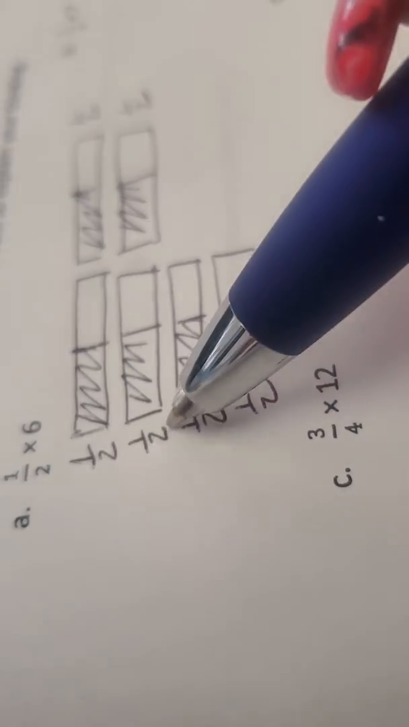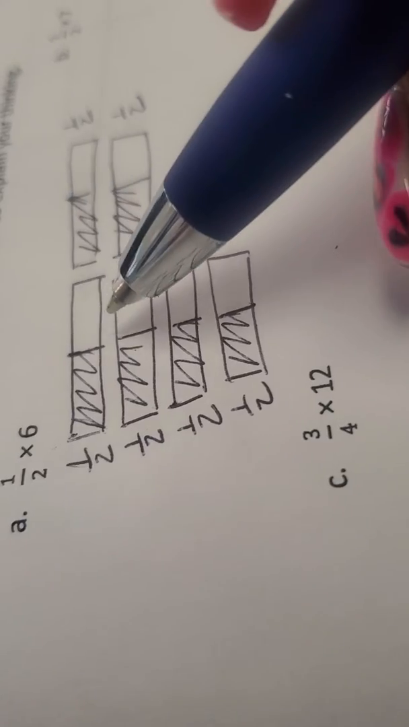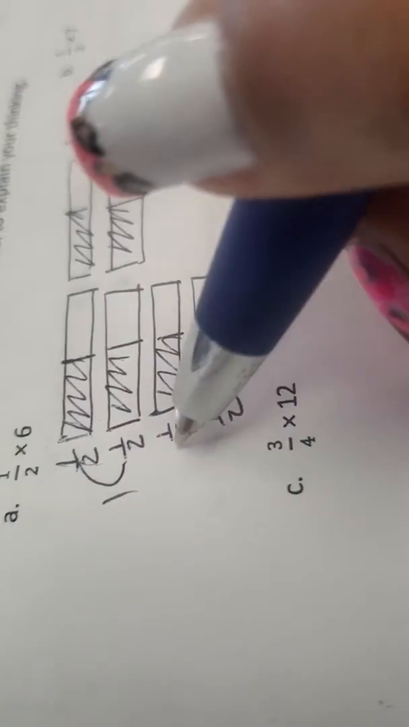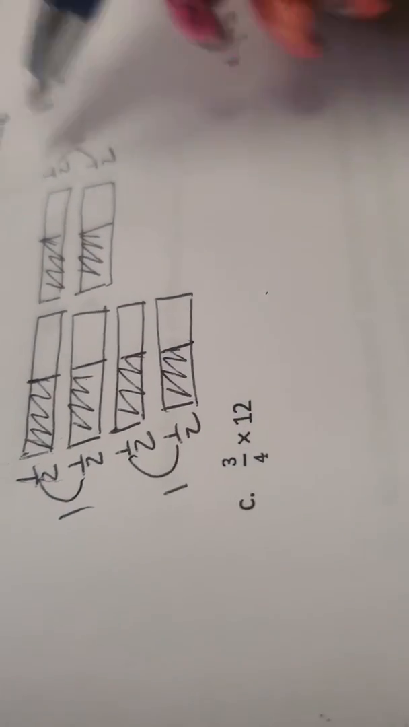Now if I add all these halves together, it should give me my answer. So that's a 1/2 and a 1/2, that's 1 whole. Another whole, another whole. The answer would equal 3.